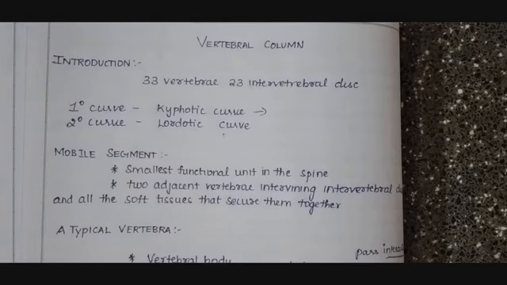So the lordotic curve is referred to as the secondary curve. There are two kyphotic curves and two lordotic curves. The two lordotic curves are present in the cervical and lumbar regions.